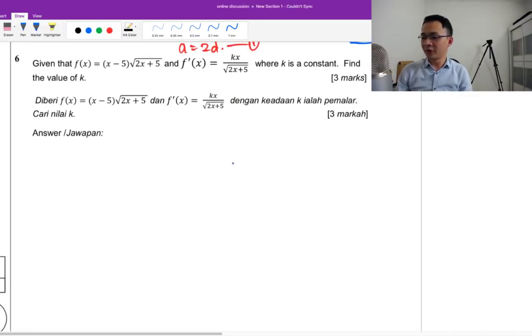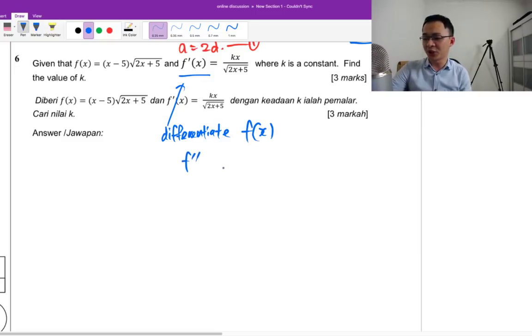So for number 6 here, okay, it's given f(x) equals to this one, and when you see something like f prime x, this one basically means differentiate f(x). Okay, so if you see 2 primes here, basically it means differentiate 2 times. 1 prime here means differentiate 1 time. Okay, so I hope you actually can see that.